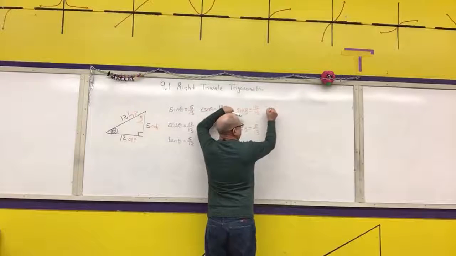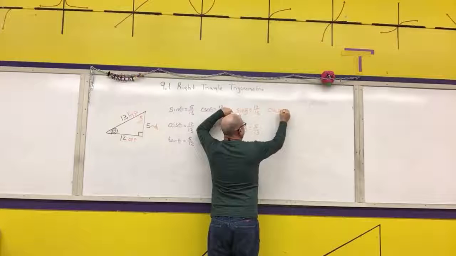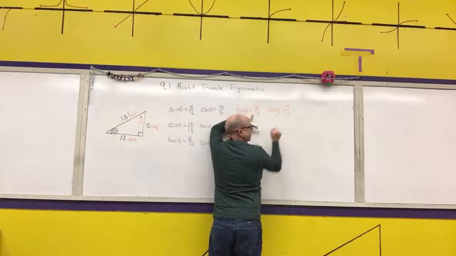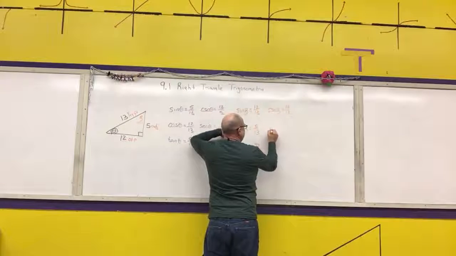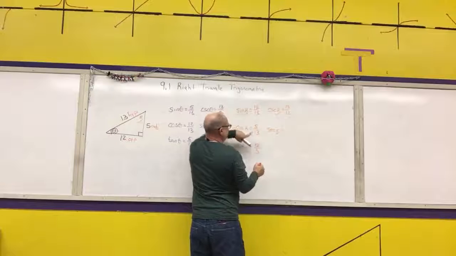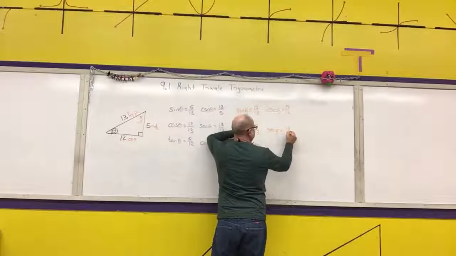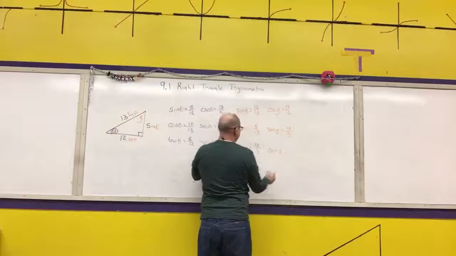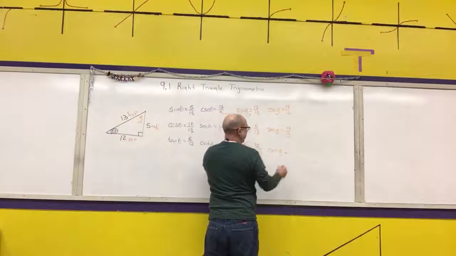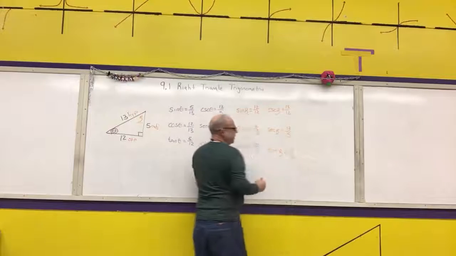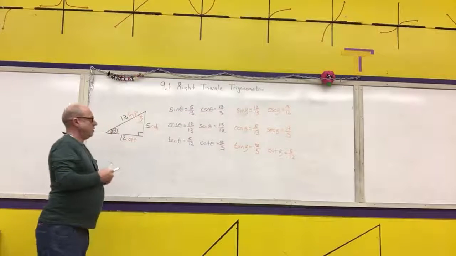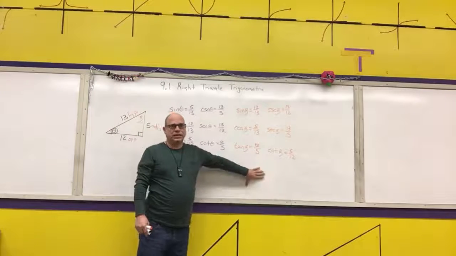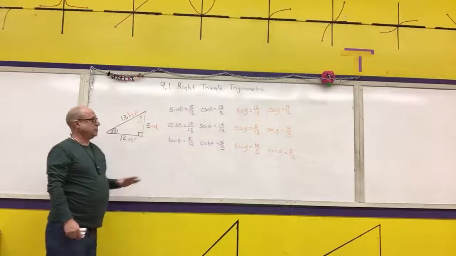The cosecant of beta is equal to the reciprocal of the sine, which would be 13/12. The secant of beta is the reciprocal of cosine, which would be 13/5. And the cotangent of beta is the reciprocal of tangent, which would be 5/12. Please note that all of the numbers that I have for theta and beta are the same. They are just for different trig functions.